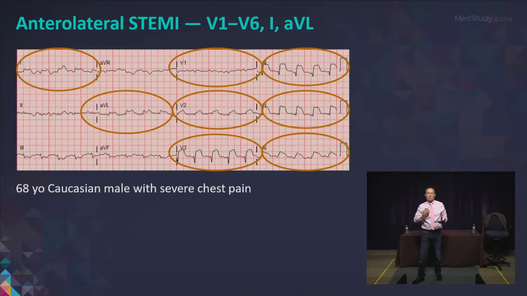All over the precordium, V1, 2, 3, 4, and the lateral 5, 6, and 1 in aVL. So he has anterolateral ST elevation. So he has both the LAD and the circumflex. And, you know, Occam's razor, he had the left main lesion, which was appropriately stented.